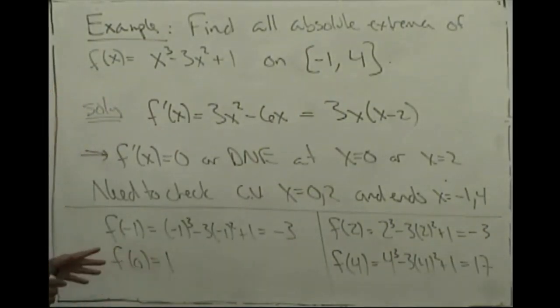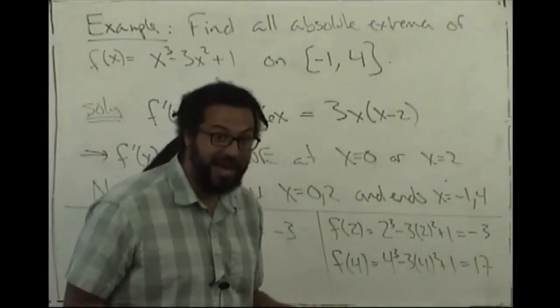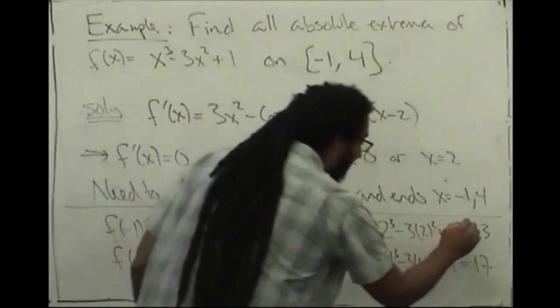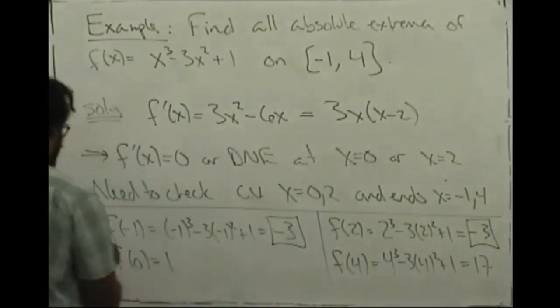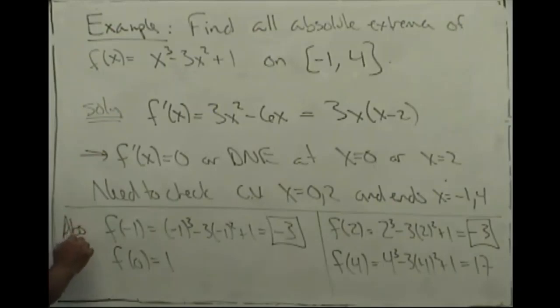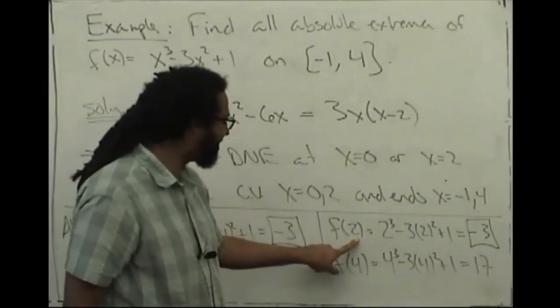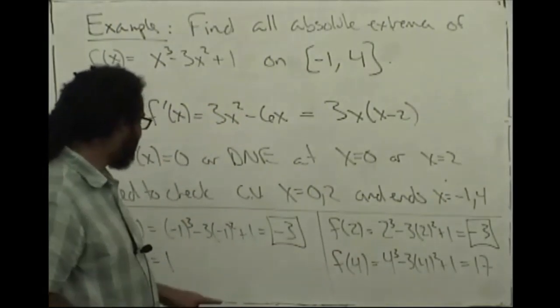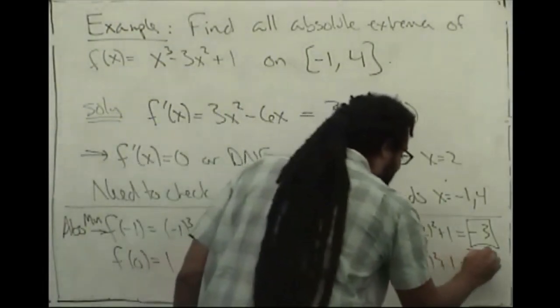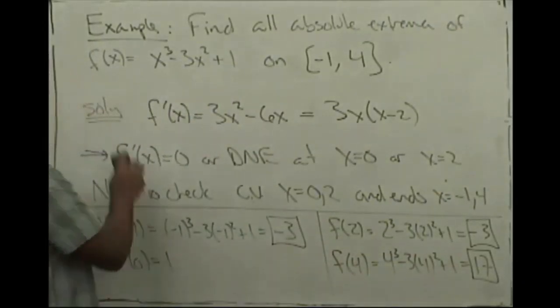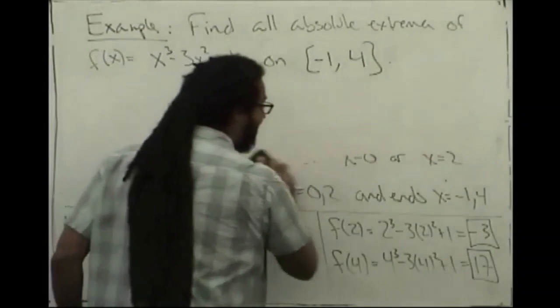Just by inspection, we can see that there are 2 locations where we have an absolute minimum. The lowest y value that shows up is -3. So there's an absolute minimum at x equals -1. There is also an absolute minimum at x equals 2. And then the highest y value that shows up is 17, and so there is an absolute maximum at x equals 4.